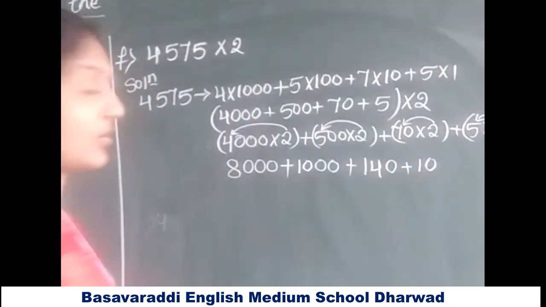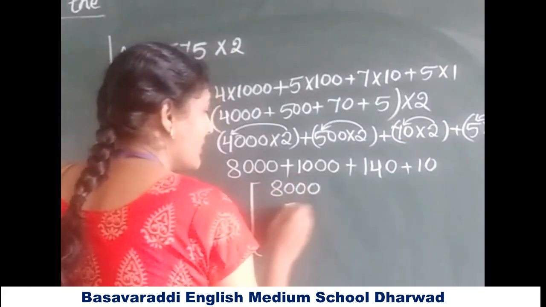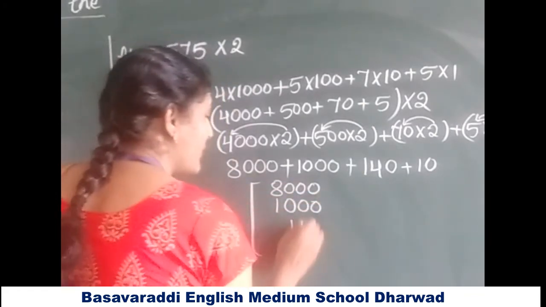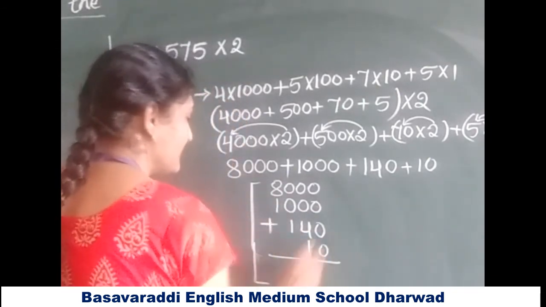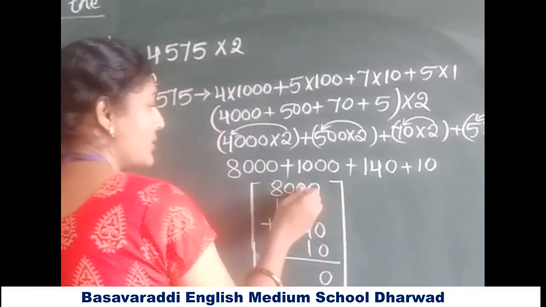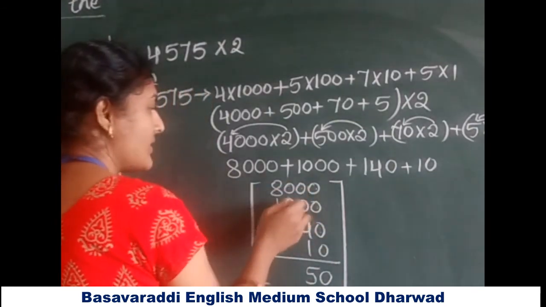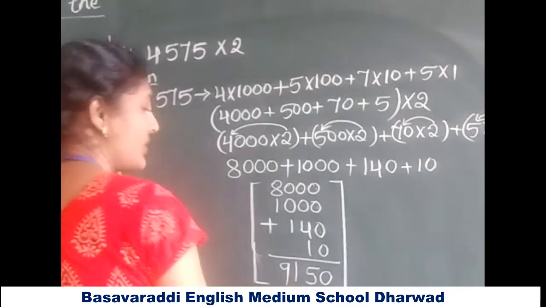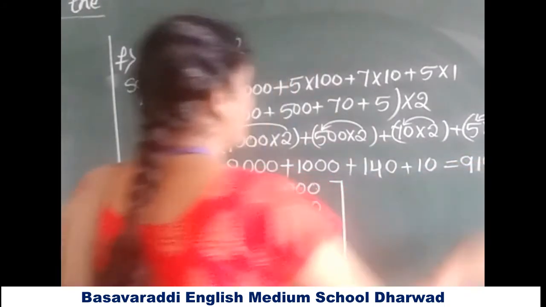Arrange all the numbers in the columns and then add them. That is 8,000. Next, the 1,000, the 140 and the 10. Zero, zero, zero, zero there. 0 plus 0, 0 plus 4 is 4. 1 is 1. So 8 plus 1 is 9. What is the answer there? That is 9150.